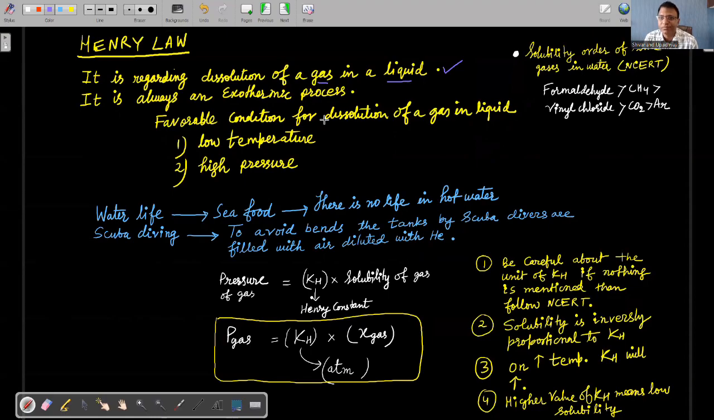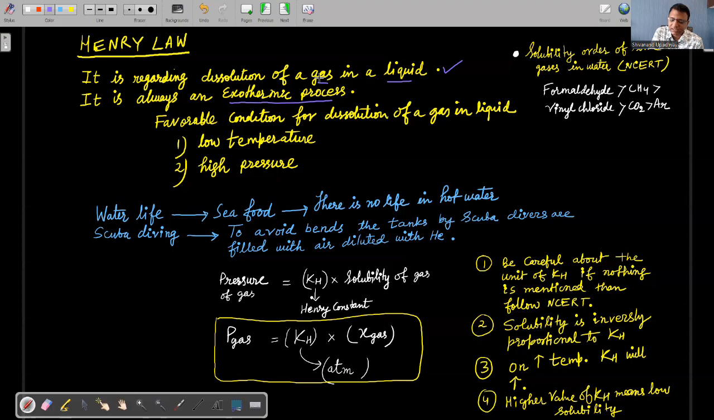If I have to give a logic between nitrogen and oxygen, both are non-polar gases. The molar mass of nitrogen is less, the molar mass of oxygen is more. So I can say that oxygen is more soluble. If there is no extra bonding like hydrogen bonding, for a non-polar gas we can apply the concept that solubility is directly proportional to molar mass, right? So it is always an exothermic process. Why is it exothermic? Because there is bond formation between the gas particle and the liquid particle. That's why the gas is inside the liquid.